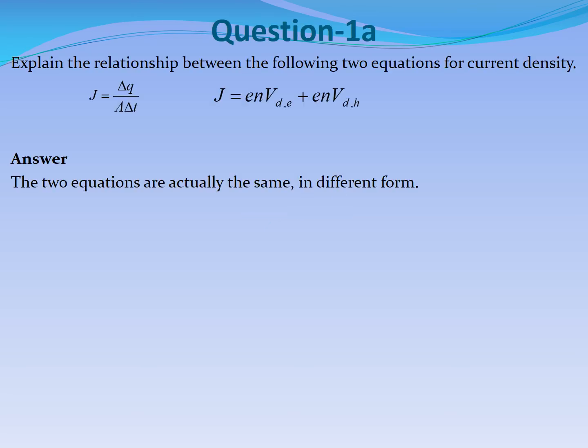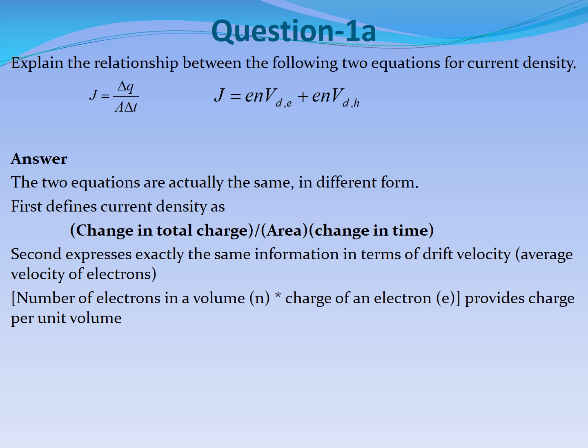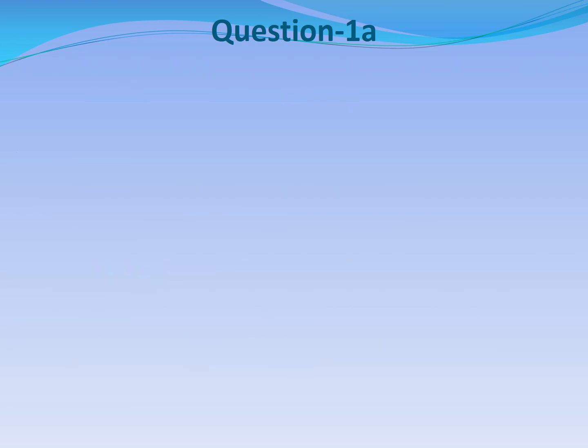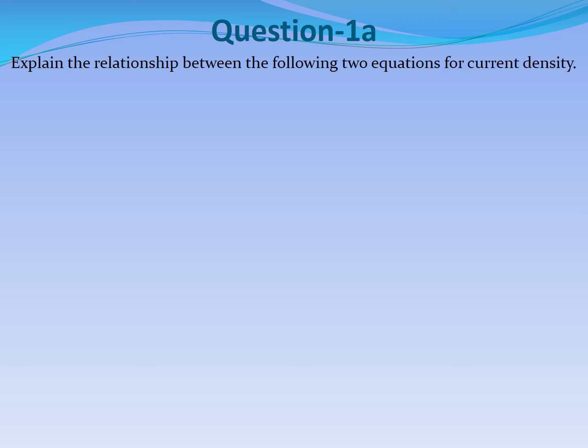Question 1A of quiz 4. We are solving question 1A of the last quiz. Explain the relationship between the following two equations for current density. These are the two equations. Explain the relationship. This is also J, right? This is also J. This is also J.